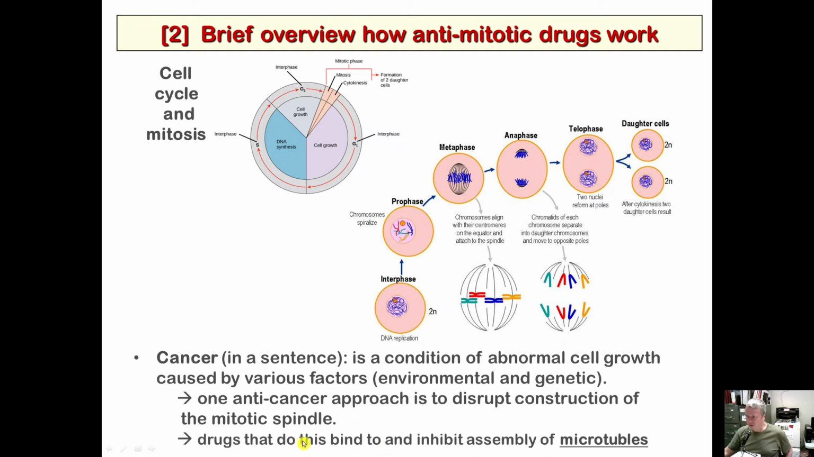And drugs that do this bind to inhibit the assembly of microtubules. There's multiple ways that the molecules can interact with microtubules that we'll see, but the microtubules are these little black lines, and by doing that, it inhibits this separation of the chromosomes.